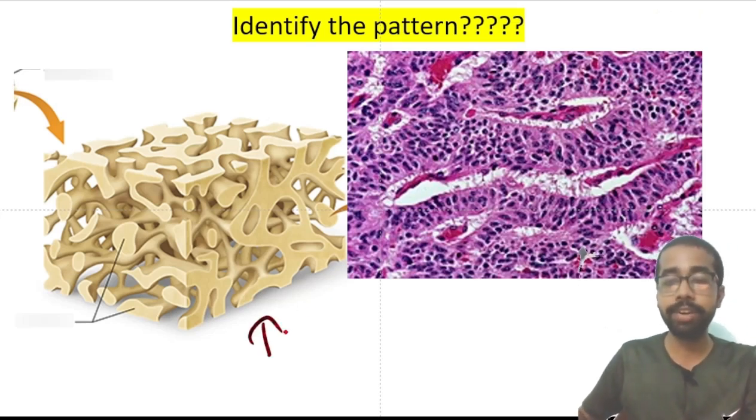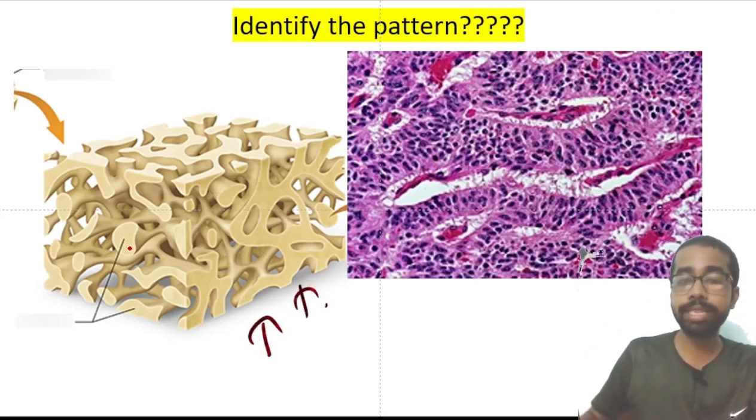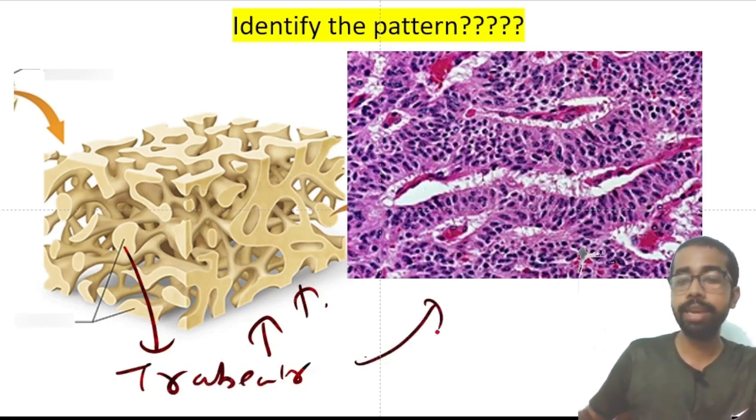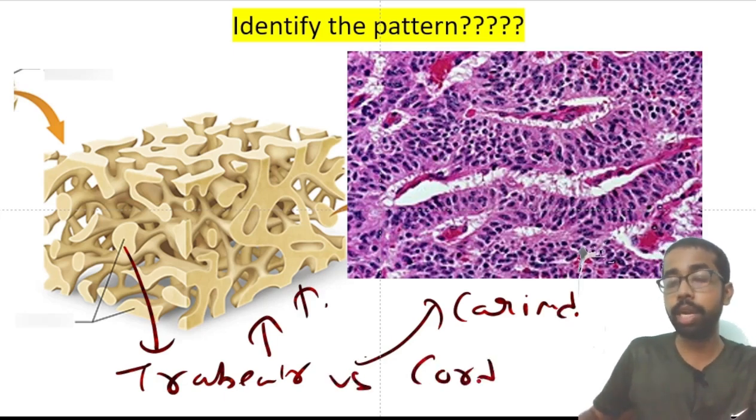Okay, what is this pattern? Already I've told you. Yes, what is this pattern? Just resembling the bony trabecular pattern, right? Trabecular pattern can be seen in anything, like say carcinoid. This is a carcinoid tumor, trabecular. Hope I already told you the difference between trabecular and insular.